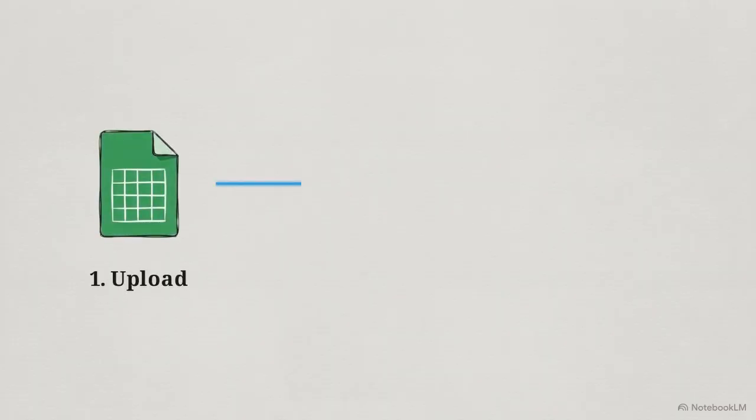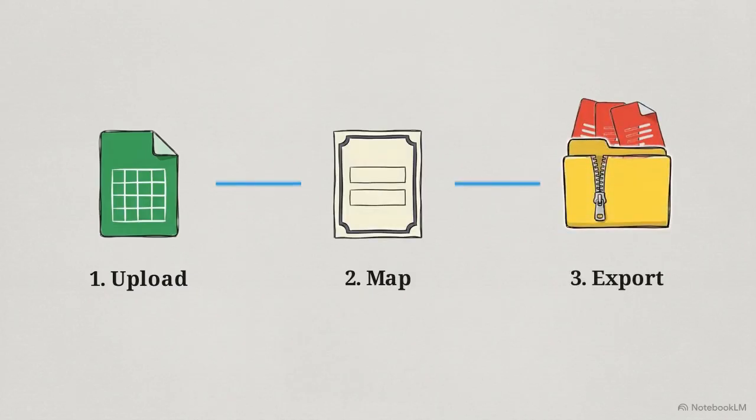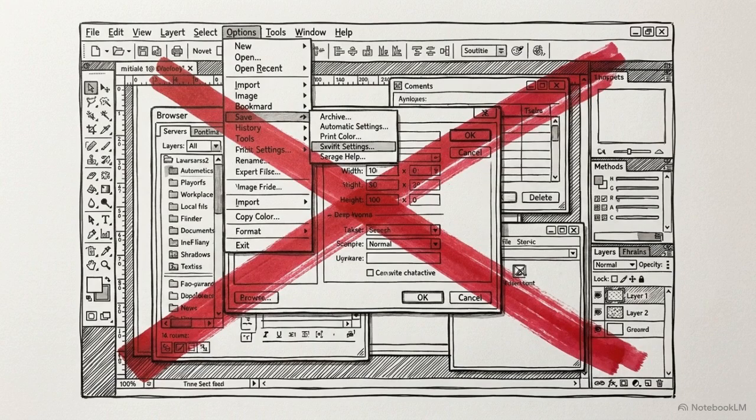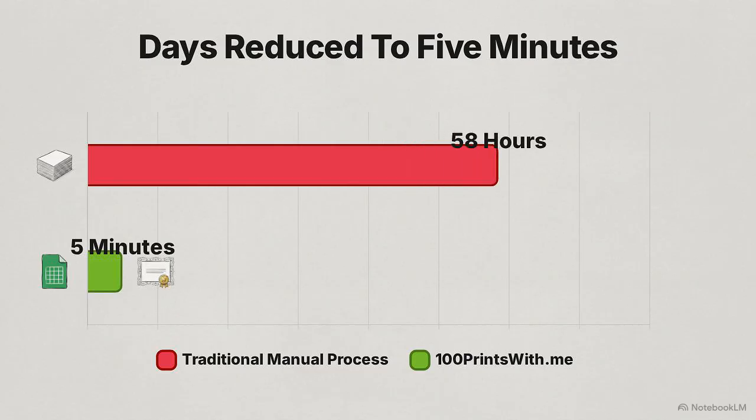Methodically, the workflow requires 3 steps. You upload your raw CSV data, map your spreadsheet columns to a visual design, and export the entire batch simultaneously. It completely eliminates the need to manually edit individual layouts or rely on complex graphic design software to achieve high-quality results. What usually requires days of administrative logistics can be knocked out in about 5 minutes.